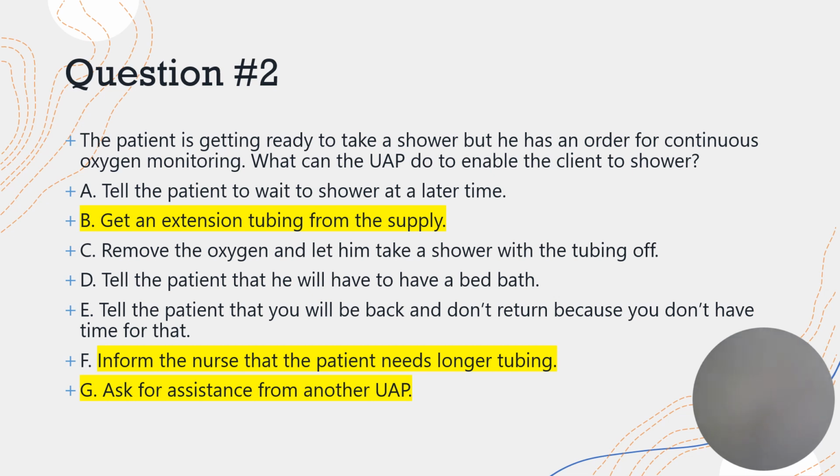Question number 2. The patient is getting ready to take a shower, but he has an order for continuous oxygen monitoring. What can the UAP do to enable the client to shower? So he has to continually have his oxygen on. Tell the patient to wait to shower at a later time. Get an extension tubing from the supply, remove the oxygen, and let him take a shower without the tubing. Tell the patient that he will have to have a bed bath. Just tell him that you will be back and don't return because you don't have time for that. Inform the nurse that the patient needs longer tubing. Ask for assistance from another UAP.